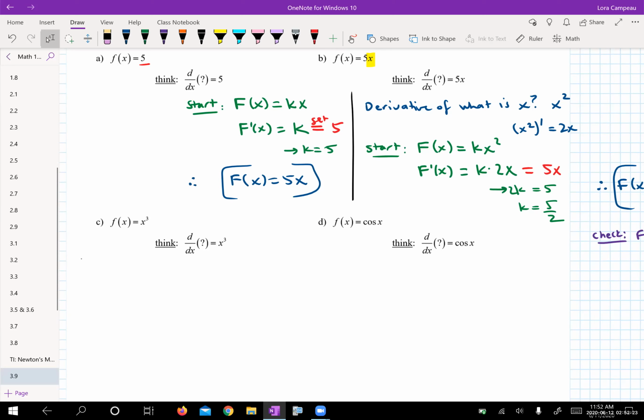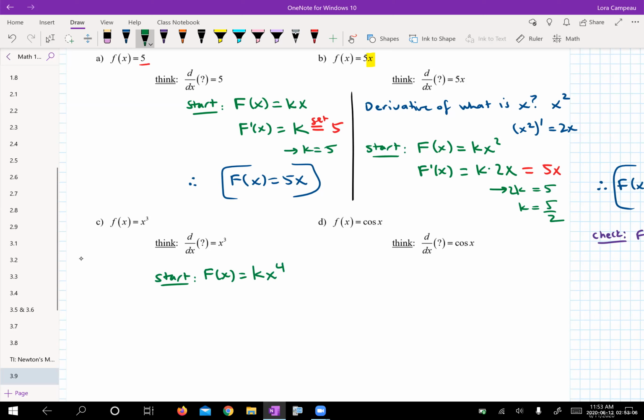I want to find an antiderivative for f of x equals x cubed. So this is where I have to think backwards. I have to think, the derivative of what equals x cubed? By now, with all the experience we've had taking derivatives of powers, we know that every time you take a derivative of a power function, it drops the exponent down by 1. So my starting point would have to involve x to the power of 4. So I have my constant multiplied by x to the 4th.